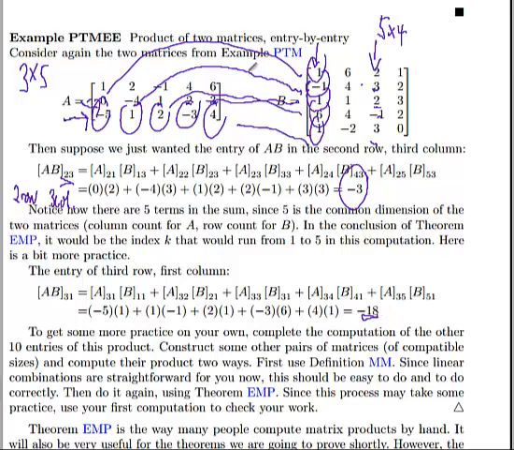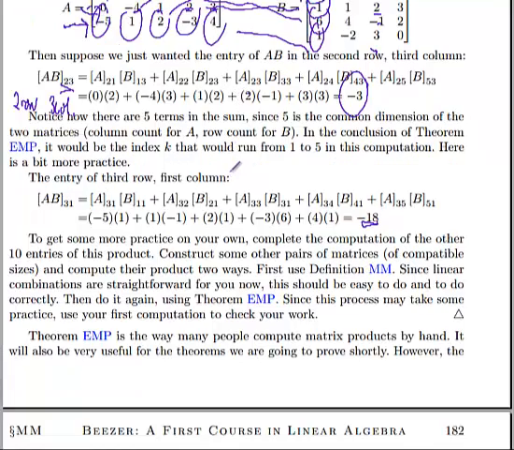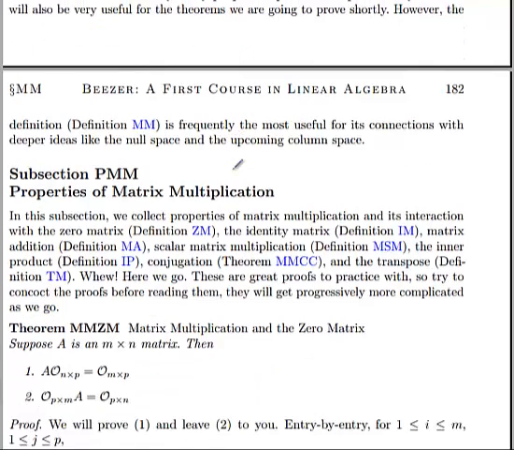Okay, so this is very useful if I only want one entry of the matrix. And this is the usual way that people compute matrix multiplication, if they compute by hand. All right.